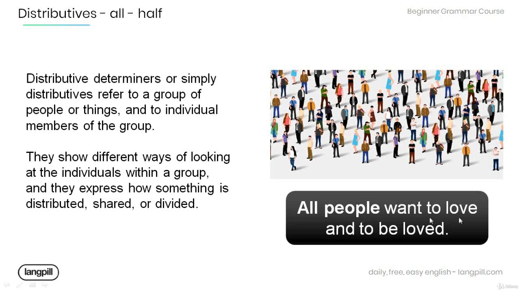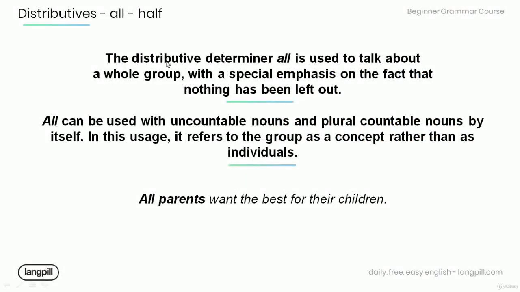All people want to love and to be loved. The distributive all refers to people, and it tells us how many people want to love and how many want to be loved. Note that the distributive determiner all is used to talk about a whole group, with a special emphasis on the fact that nothing has been left out.